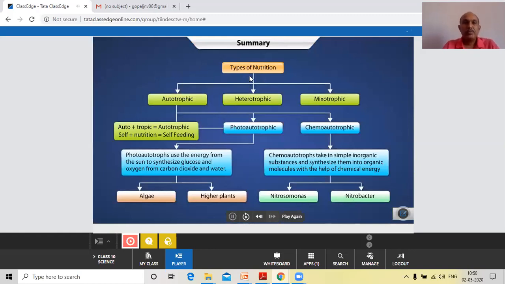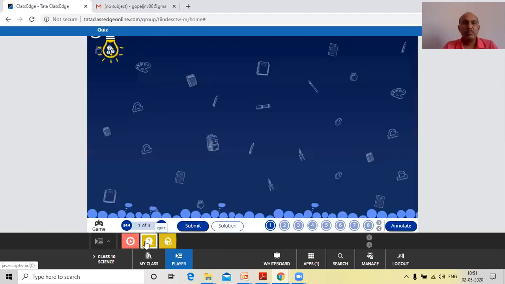See, we have learned types of nutrition: autotrophic, heterotrophic, mixotrophic. Now we'll discuss autotrophic, that is self-feeding. Then there are two types, photoautotrophic and chemoautotrophic. Photoautotrophs use energy from the sun to synthesize glucose by taking carbon dioxide and water, and release oxygen. Example, wherever there is a green color pigment, algae or higher plants. Then chemoautotrophs take simple inorganic substances and synthesize them into organic molecules with the help of chemical energy. Nitrosomonas or Nitrobacter, they use the nitrates or nitrites. Okay. Now, based on this, there is a simple exercise.